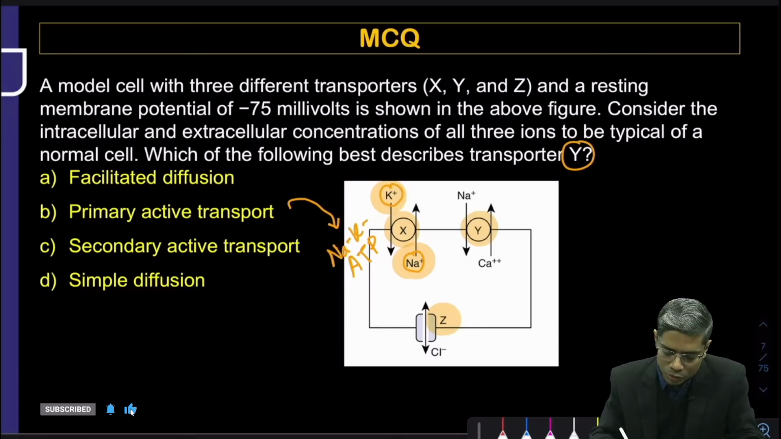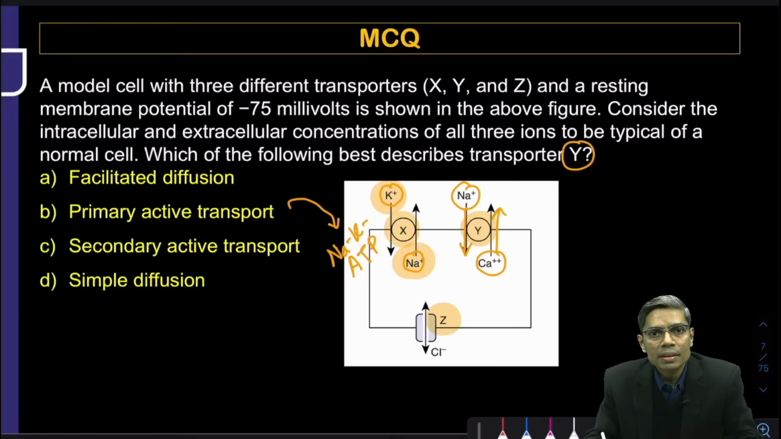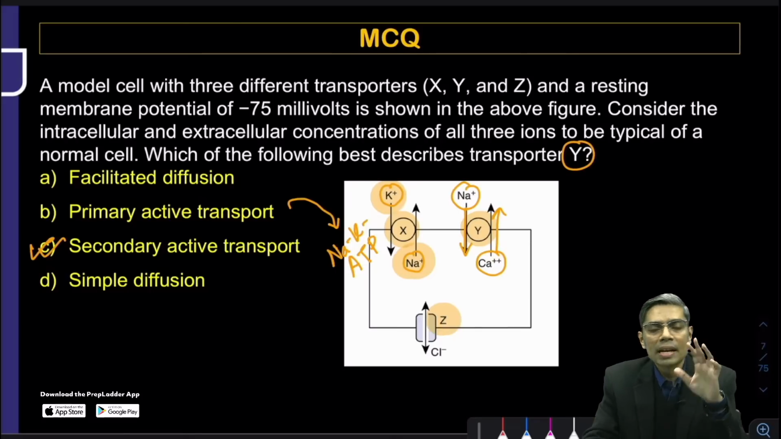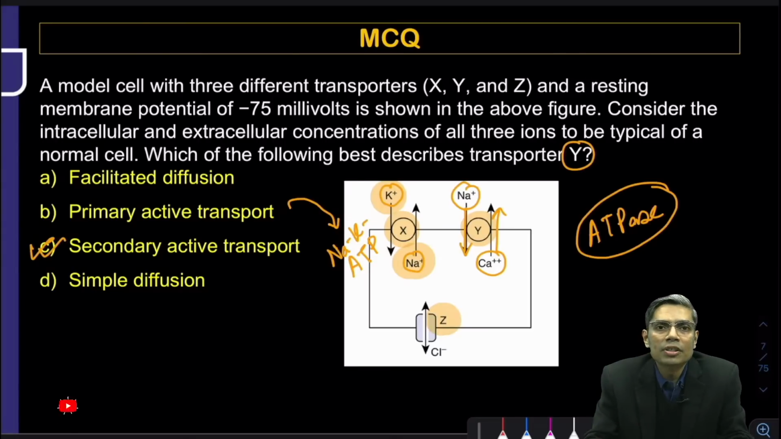The question is regarding Y. So Y here is throwing calcium out of the cell. This is against the concentration gradient, and taking in sodium along the concentration gradient. So this is typically an antiporter system, right? So all symporters and antiporters, which type of transporter are they? Secondary active transporter. So please note down that this Y transporter is nothing but a secondary active transporter, because all symporters and antiporters are secondary active transporters. If the molecule name is attached with ATPase, remember, suppose hydrogen potassium ATPase, hydrogen ATPase, all of them are primary active transporters.